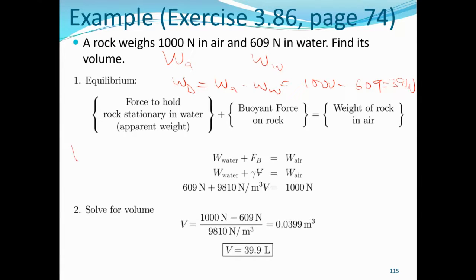So what is the volume of the liquid displaced? The volume of the displaced liquid will be the weight over gamma, which is 391 over 9810, which is exactly what we have here. So this is the volume of the liquid displaced, which is equal to the volume of the body, which is the volume of the rock, because the rock displaces its own volume.